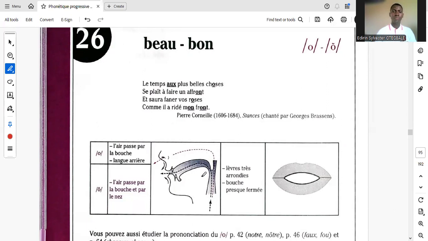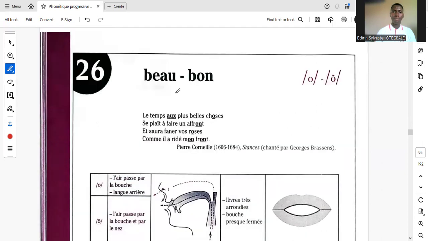Sont beaux. 2. Dans 26. Beau, bon. Exercice 1. 1, Ils sont beaux.